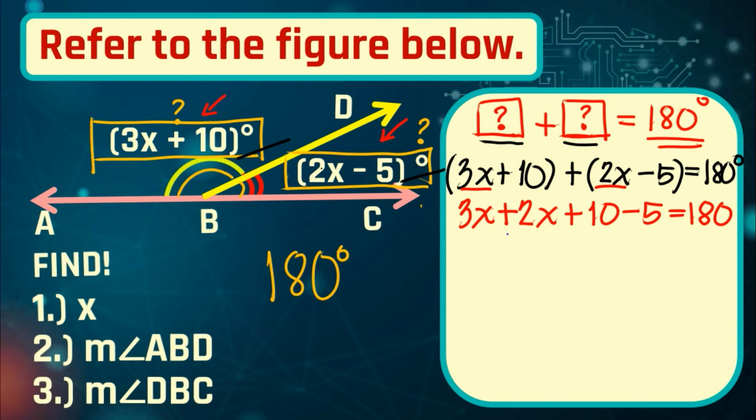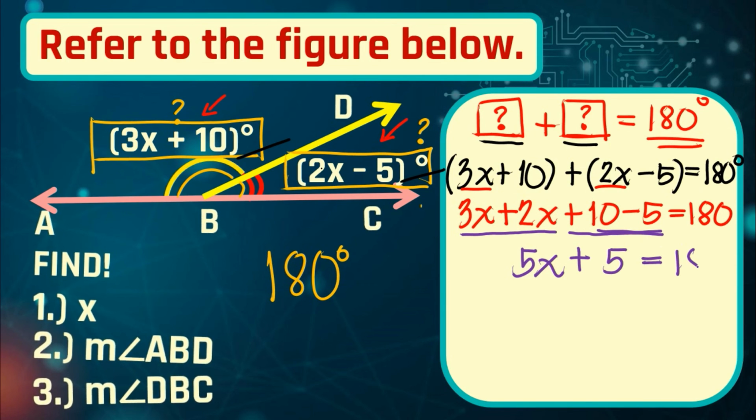Mag-solve na tayo. What is 3x plus 2x? Para ka lang may 3 banana plus 2 banana equals 5 bananas. Then, copy plus, solve for 10 minus 5. Or what is positive 10 and negative 5? That is positive 5, of course. And then equals, so sinolve na natin, copy 180.